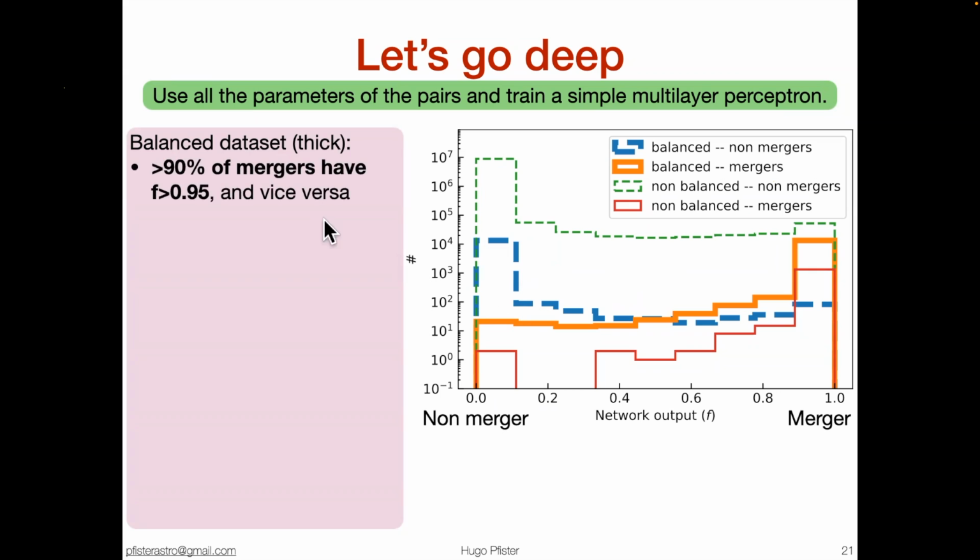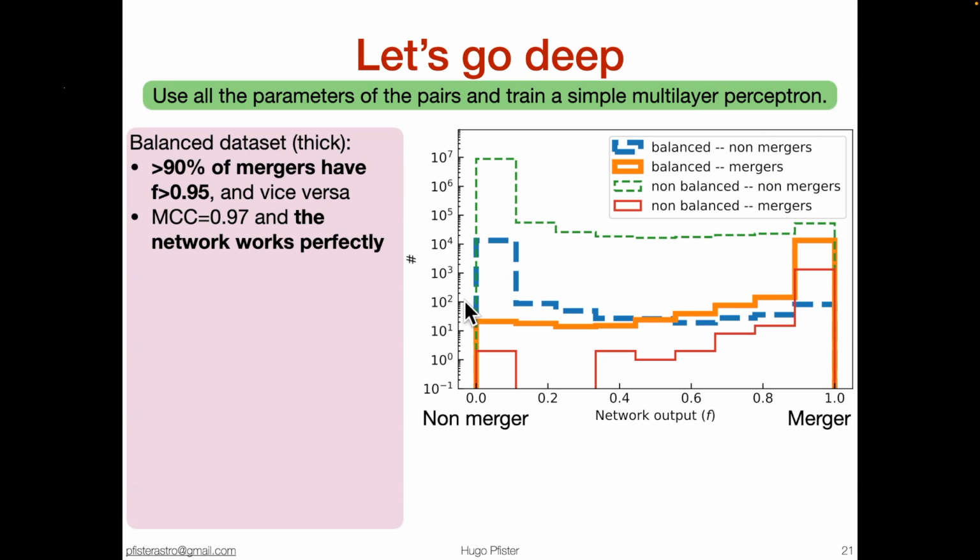And you see that if you look at the orange line, this is the true mergers in the balanced dataset. You see that more than 90% of them have an output which is larger than 0.95. And if you look at non-mergers in the balanced dataset, you have more than 90% of them which have an output lower than 0.05. So if you look at the MCC for this catalog, you have an MCC of 0.97. So this is excellent. The network works perfectly. You are very much able to distinguish between galaxy pairs which merge and pairs which do not merge.